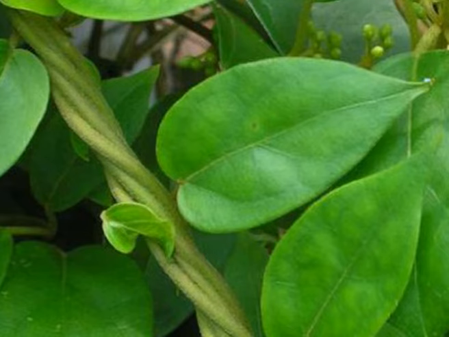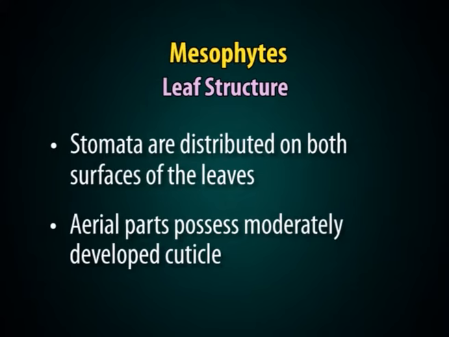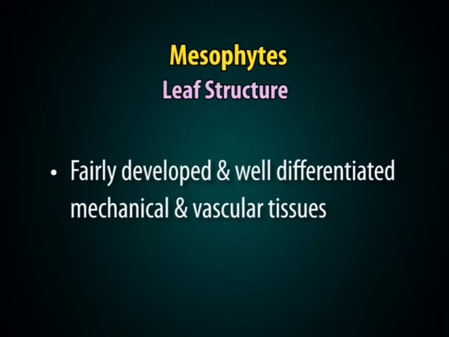They are without hairs or waxy coating. The stomata are distributed on both surfaces of leaves. The aerial parts possess moderately developed cuticles. Mechanical and vascular tissues are fairly developed and are well differentiated.